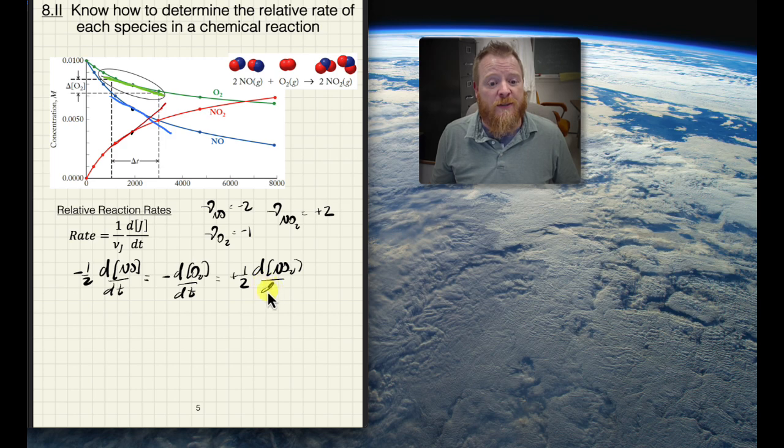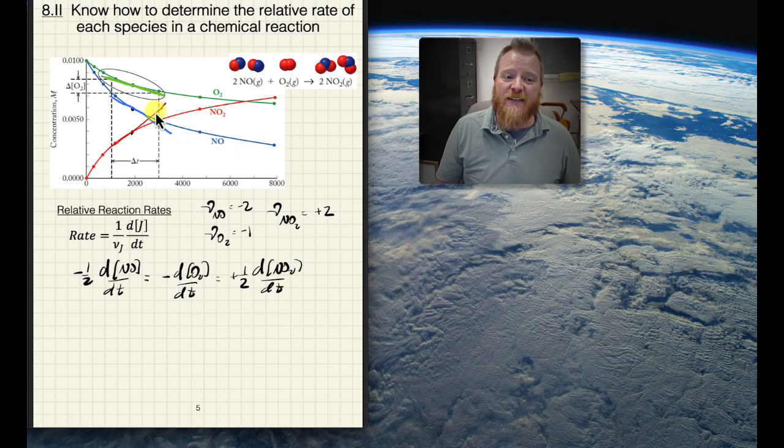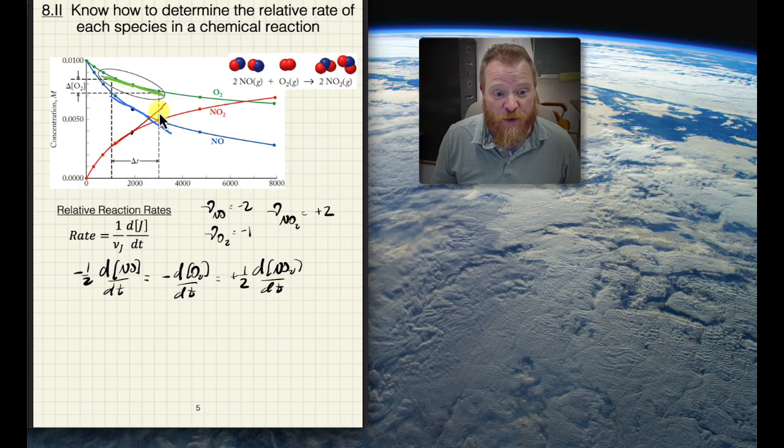dNO2 over dt. And so now, as we were discussing earlier, we said that the rate of decay of NO was the same as the rate of evolution of NO2, but they were just opposite in sign. And we could see just that: -1/2 dNO/dt equals +1/2 dNO2/dt.